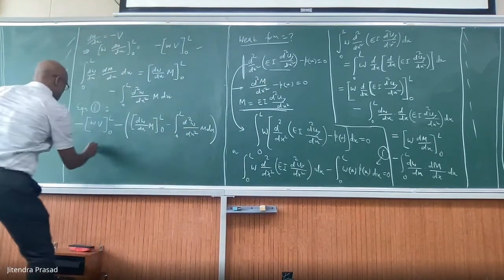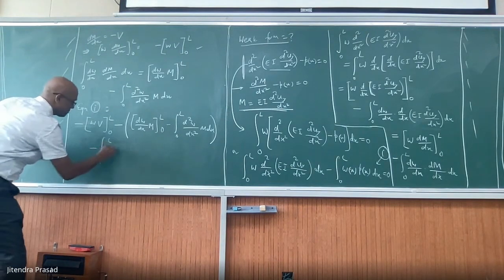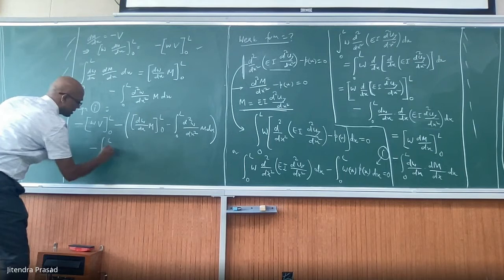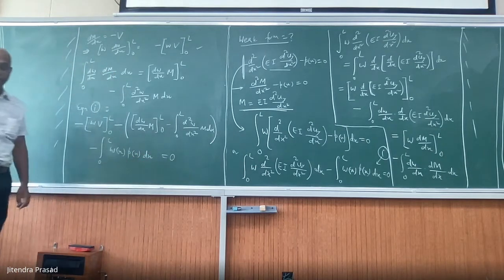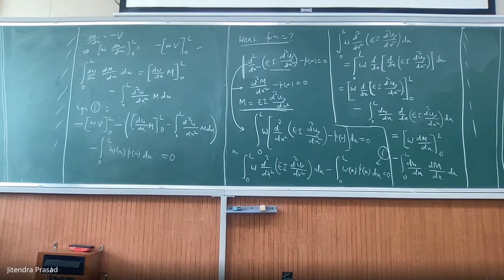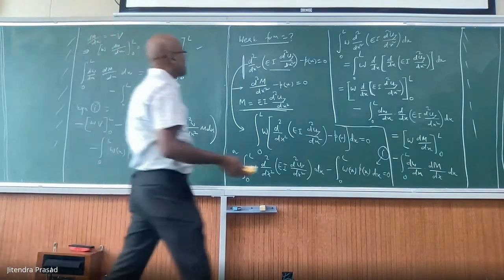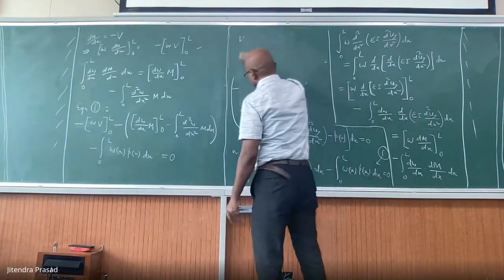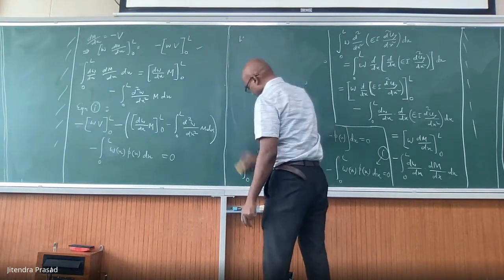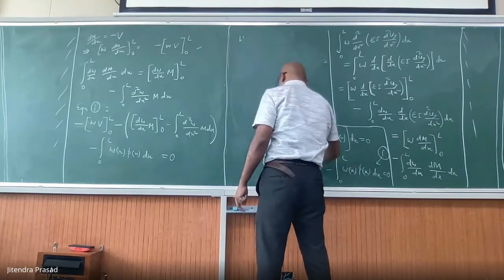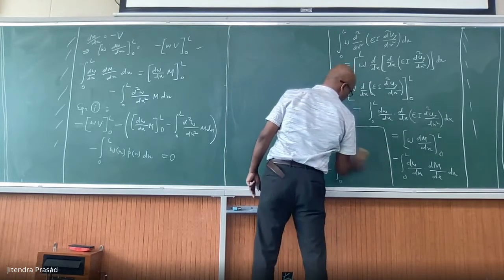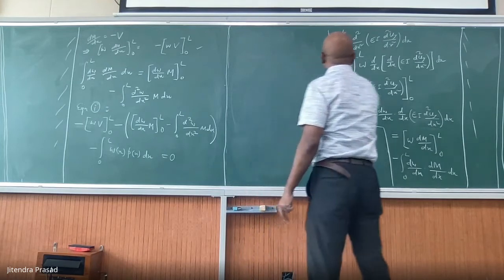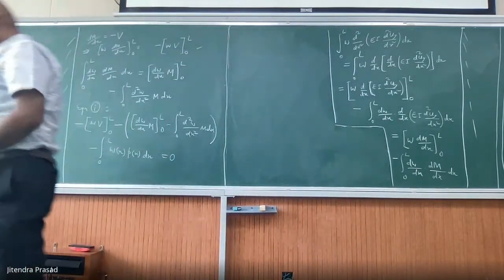Then you have minus the integral from 0 to L of w(x) f(x) dx, and is equal to. This is the whole thing that we got. Any questions, guys, so far?